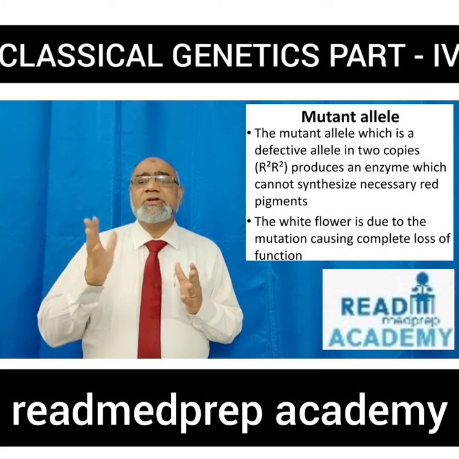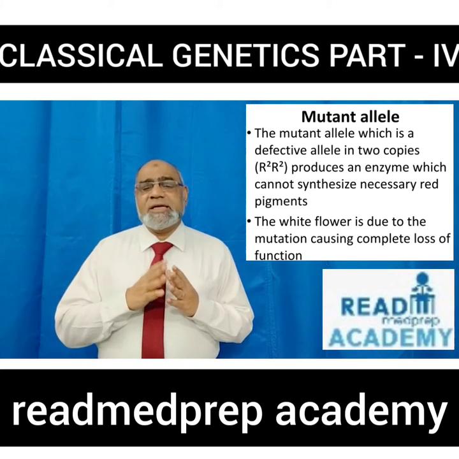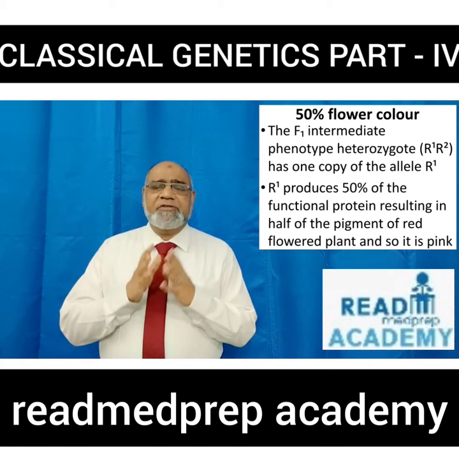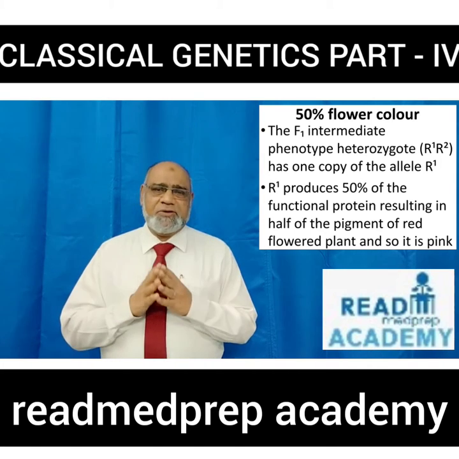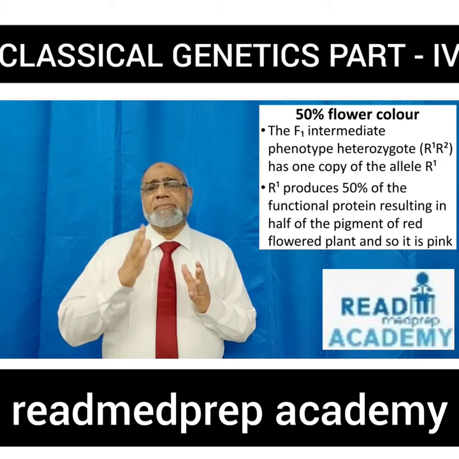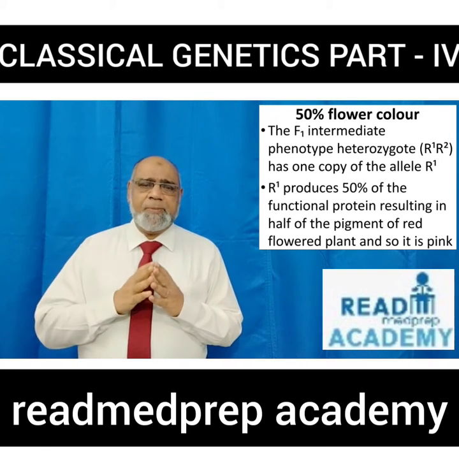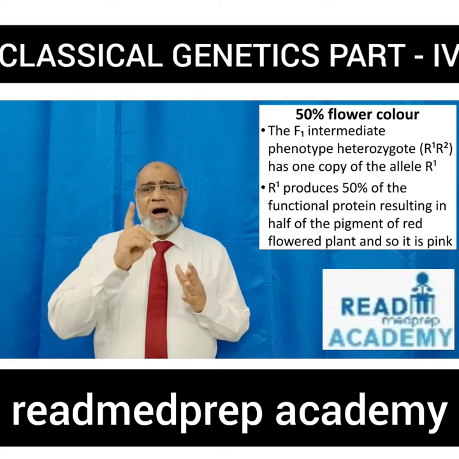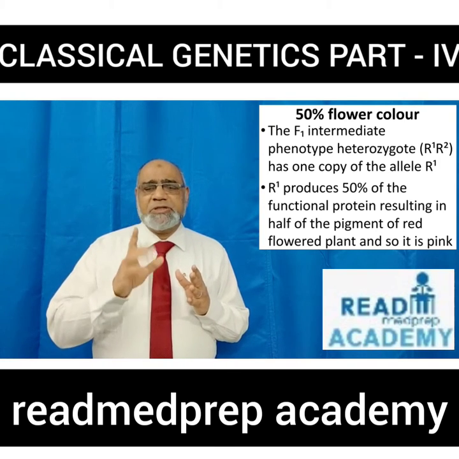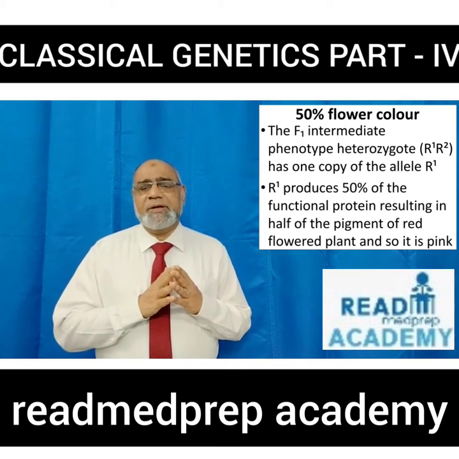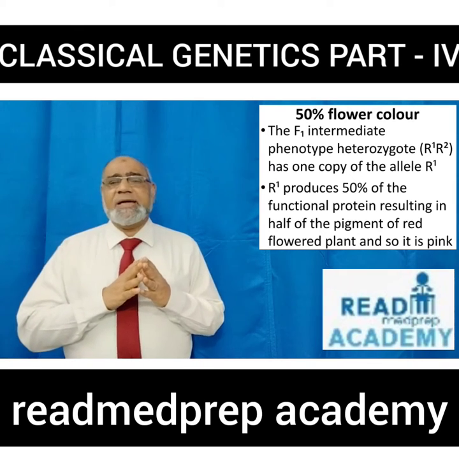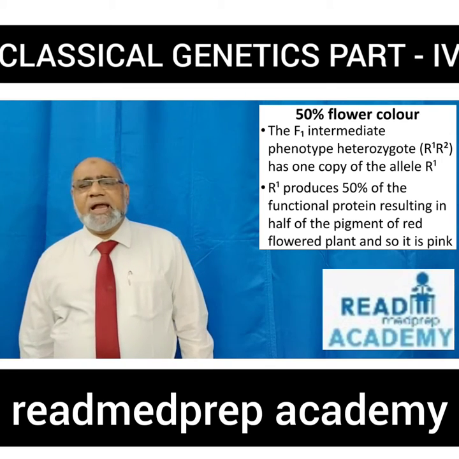So the white flower is due to the mutation causing complete loss of function. The F1 intermediate phenotype that is formed is a heterozygote, having the genotype R^1 R^2, which has one copy of the allele R^1. So the R^1 produces 50% of the functional protein in the heterozygote, resulting in half of the pigment of the red flowered plant, and so the flowers are pink in color.